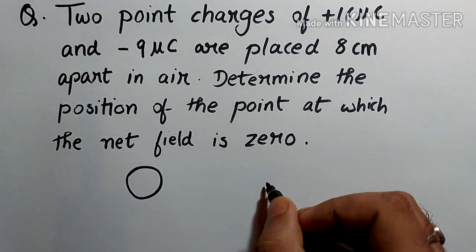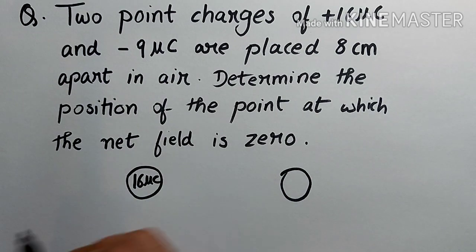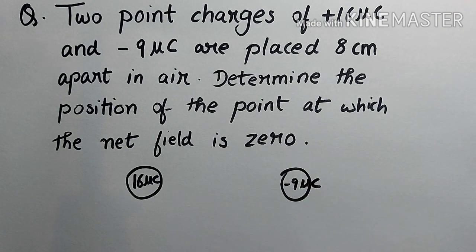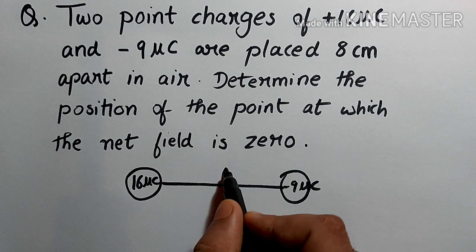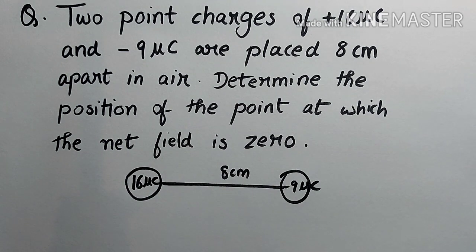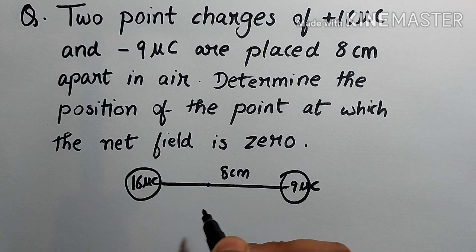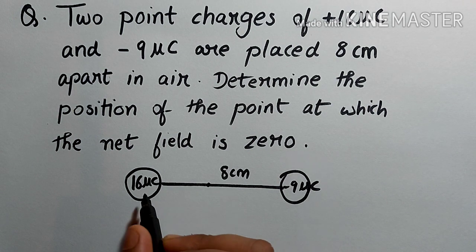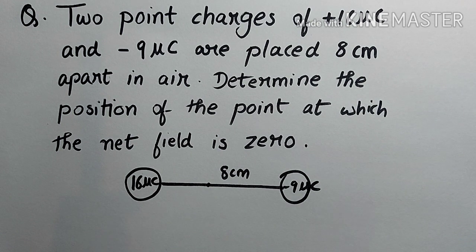we have two charges of 16 microcoulomb and minus 9 microcoulomb placed 8 centimeter apart, and we need to find a point in between these two where the net electric field is 0. Clear? हमें इन दोनों चार्ज के बीच में एक पॉइंट निकालना है जहां पे इलेक्ट्रिक फील्ड 0 होगा.